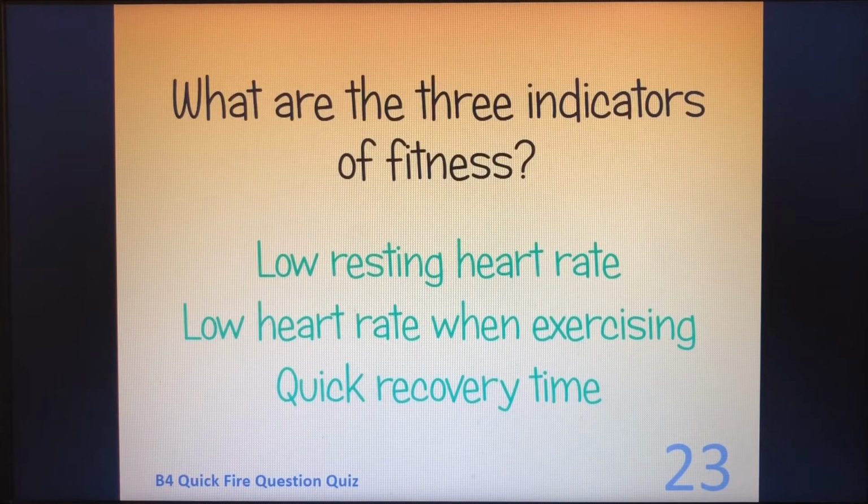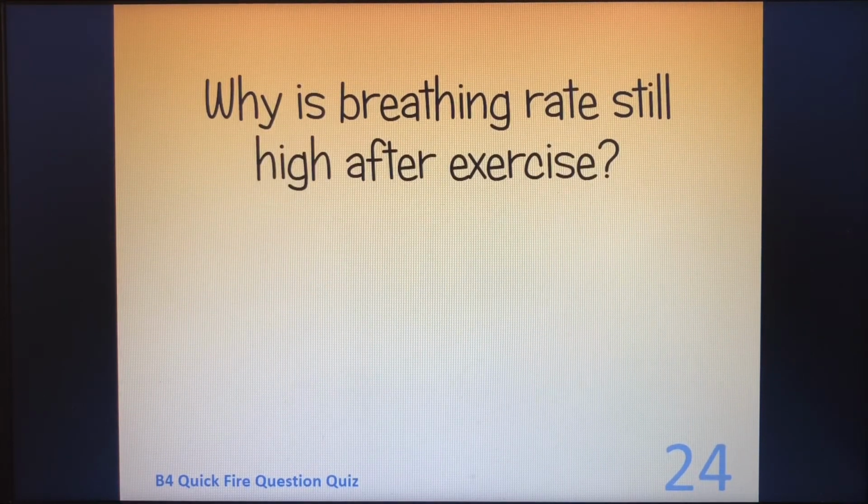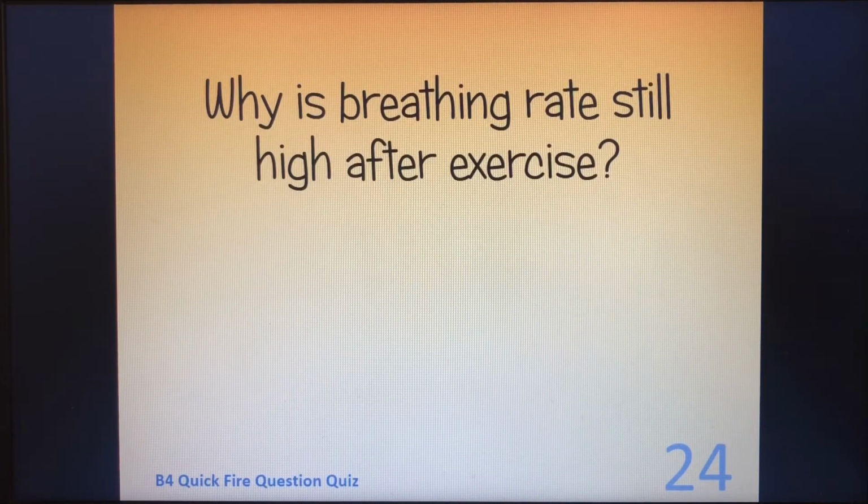Question 24. Why is breathing rate still high after exercise? So I've just finished exercising and my heart rate, my breathing rate is still quite high. Why is my breathing rate high? What am I doing? What am I gaining? What am I getting rid of?